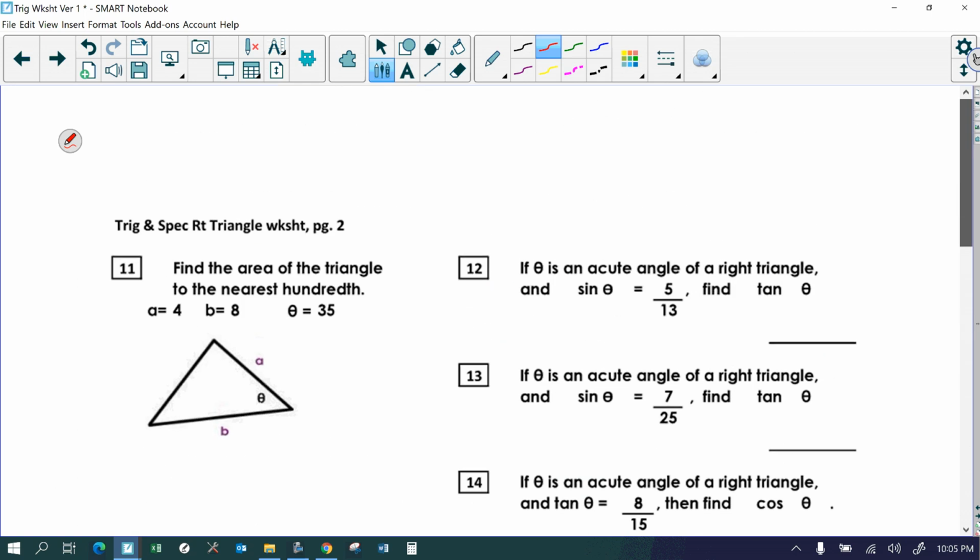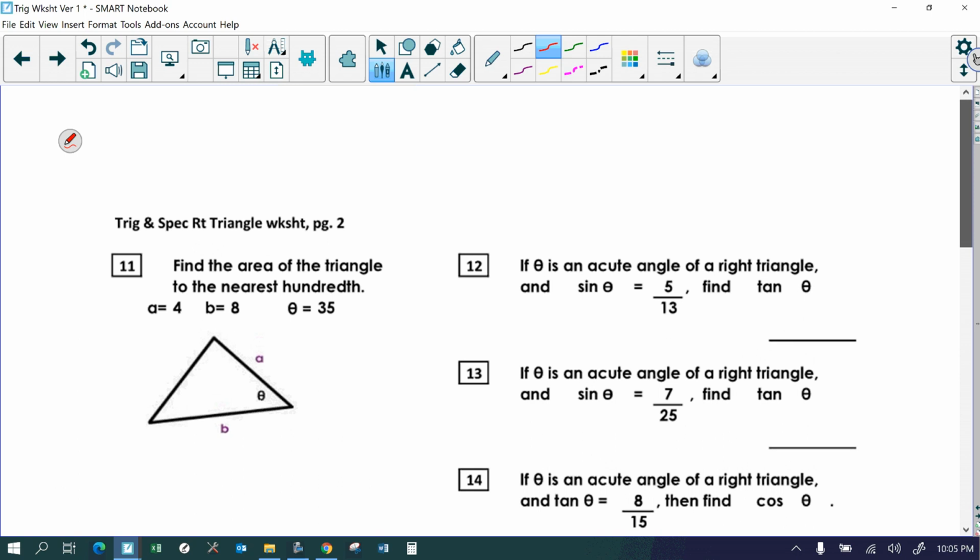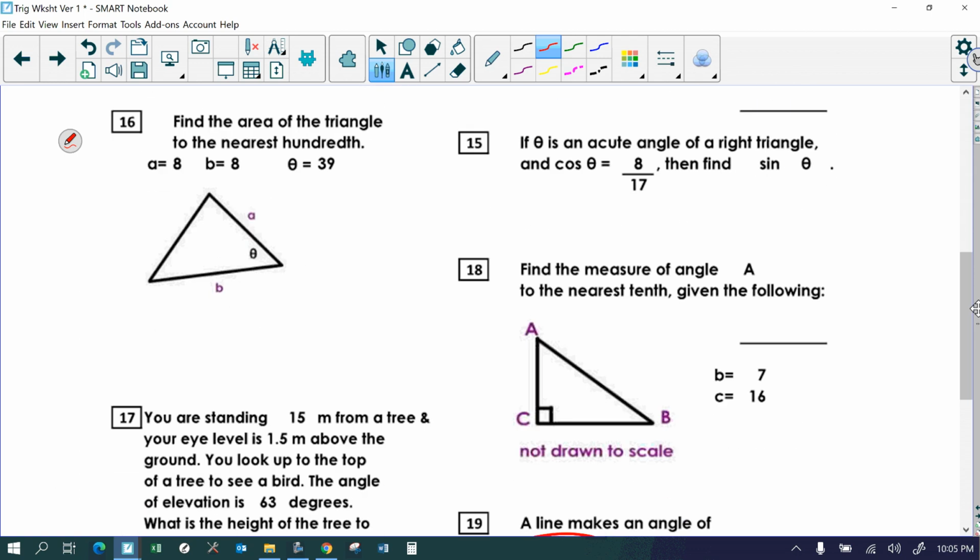Okay, so that's the back page of the trig worksheet. Okay, that will do it.